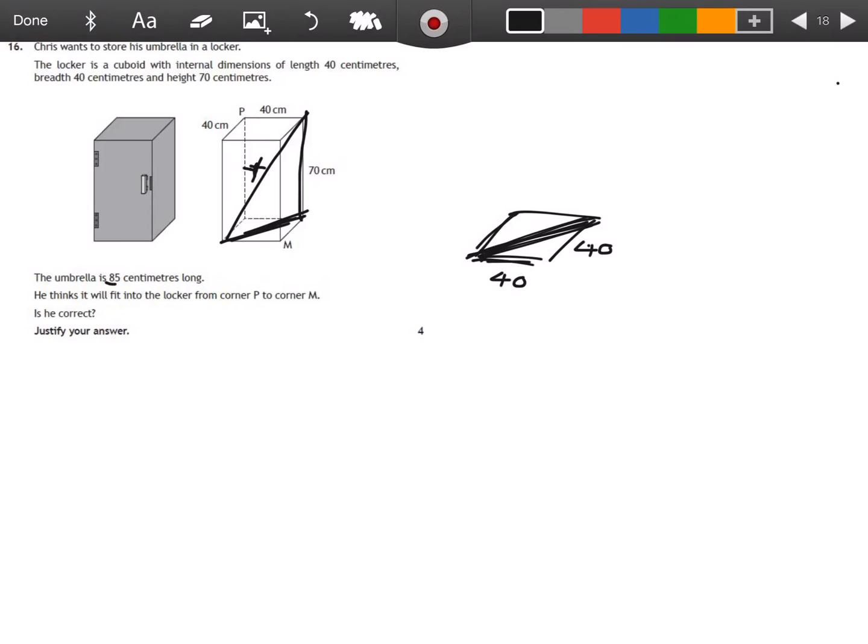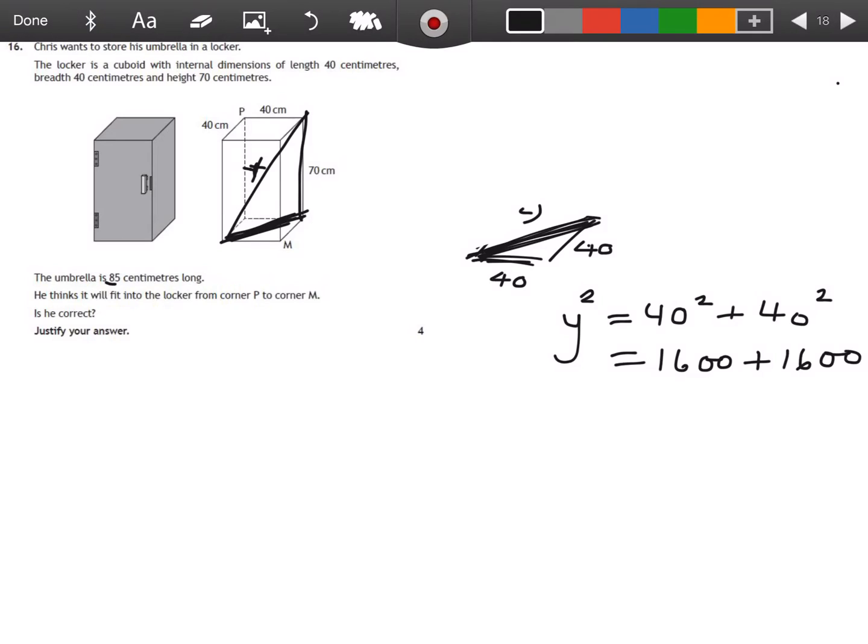I'm going to wipe a bit of it off. I'm not going to call it x, I'm going to call this one y. So I'm doing Pythagoras on the bottom square of this diagram. Then I can find out this one here and basically use Pythagoras to find x. So how do I find y squared? Well, I would do 40 squared plus 40 squared. Remember it's a calculator question.